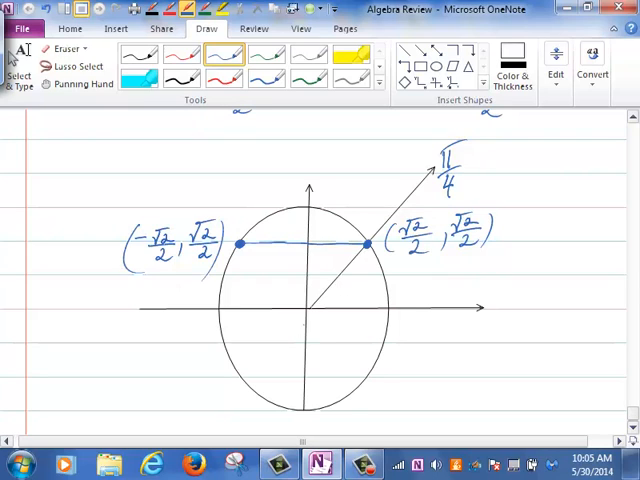And then if I look at the point which is directly below this point right here, and the point directly below this one, this would be negative root 2 over 2, negative root 2 over 2. This would be positive root 2 over 2, negative root 2 over 2, right? And so what are these angles?